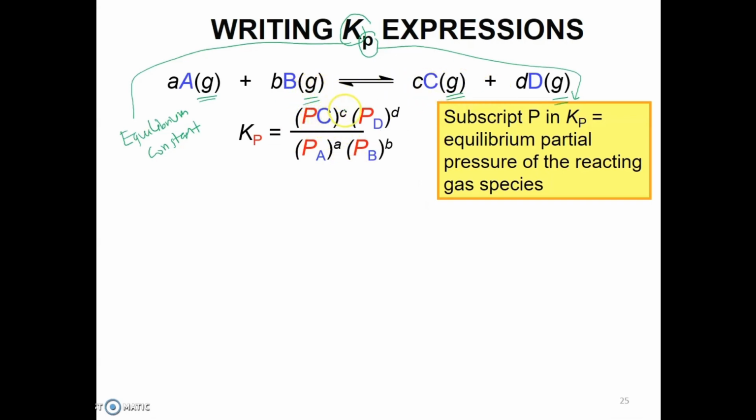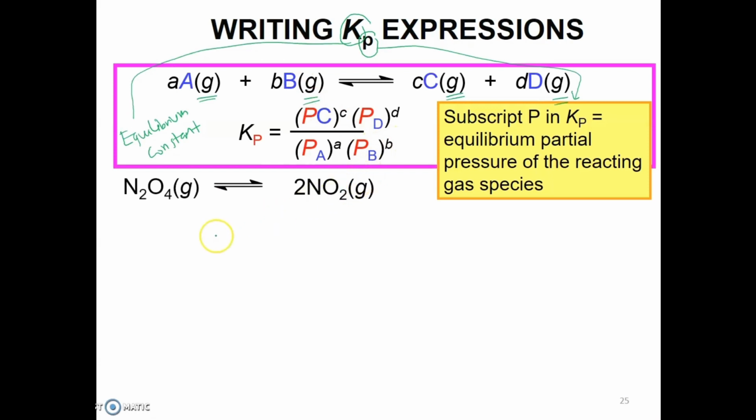For example, the Kp expression for this general reaction will be partial pressure of product C to the power of small c times partial pressure of product D to the power of small d over partial pressure of reactant gas A to the power of small a times partial pressure of gas B raised to the power of its mole coefficient b.